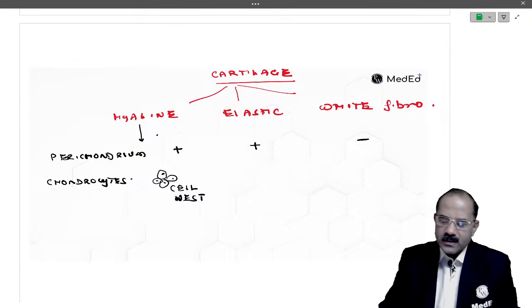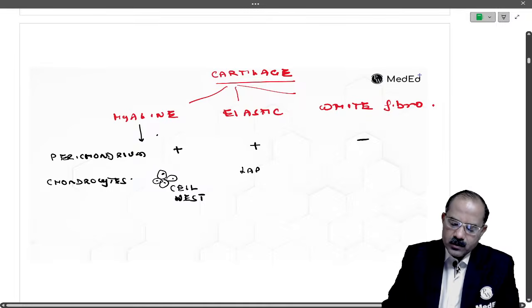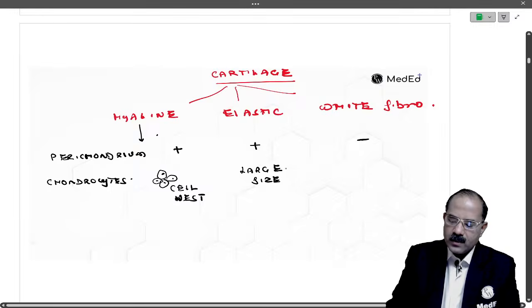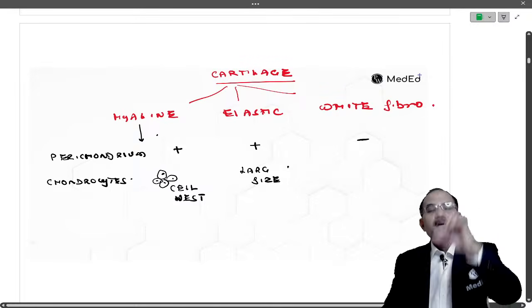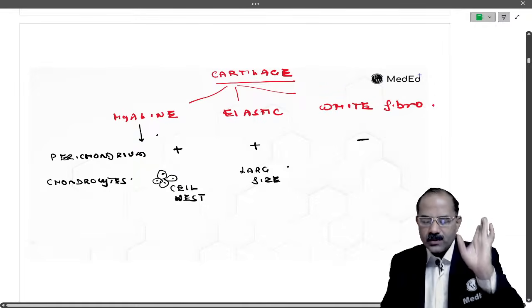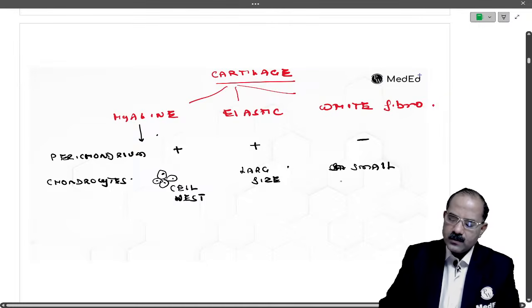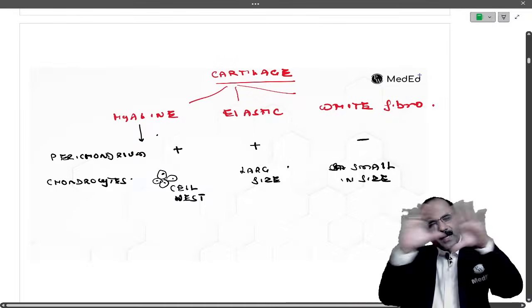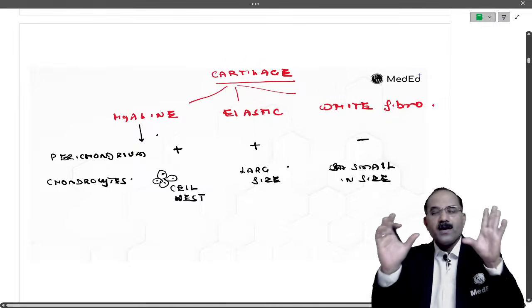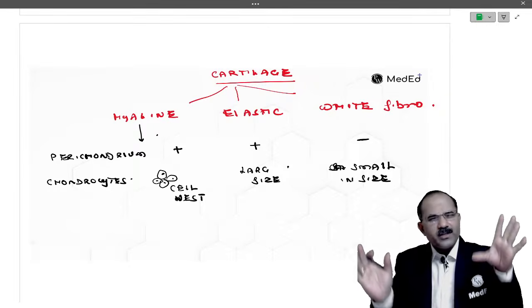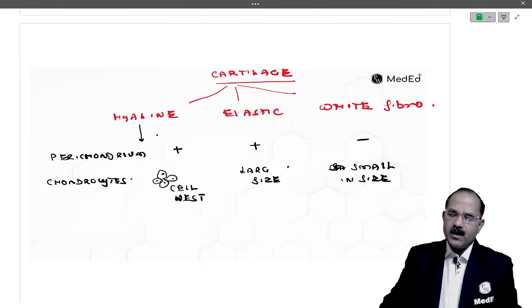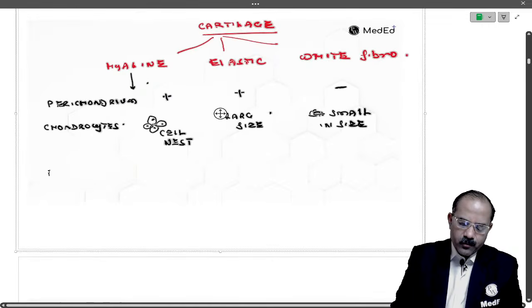What about chondrocytes in elastic cartilage? Large size of chondrocytes. Chondrocytes are largest in size. The largest size of chondrocytes are seen in yellow elastic cartilage. That's an MCQ. And in white fibrocartilage, the chondrocytes are small in size. These are very small in size because plenty of collagen fibers are present in white fibrocartilage, and because of plenty of collagen fibers, the chondrocytes become very small in size. What about the fibers?